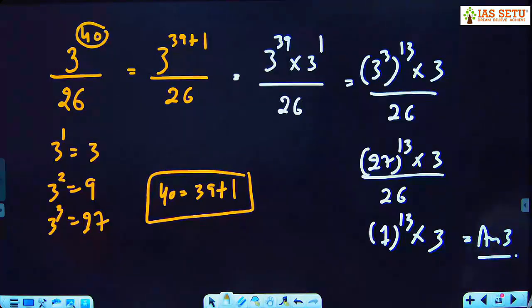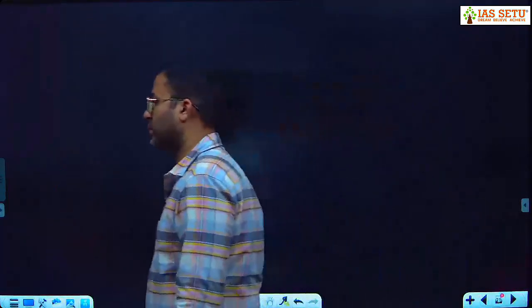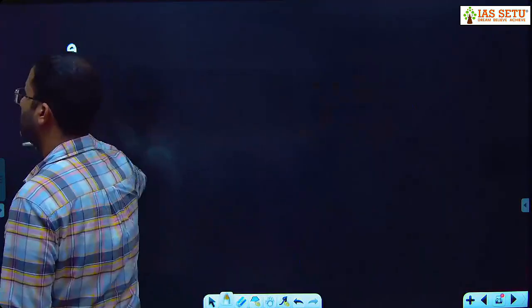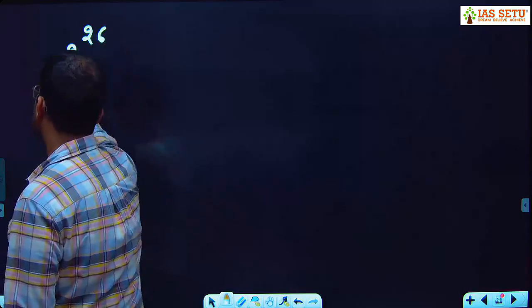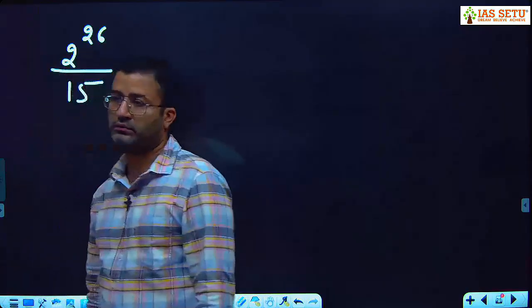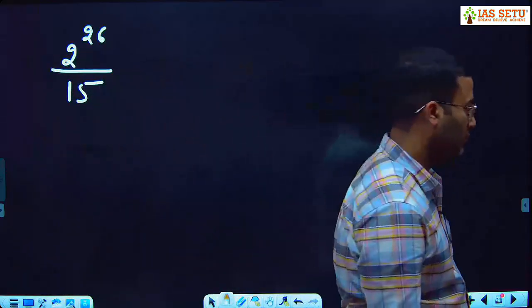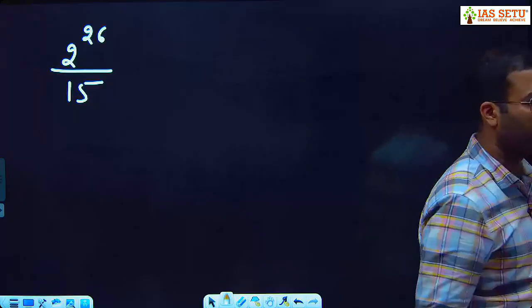Is this clear or do I have to take one extra example? एक और example. 2 to the power 26 divided by 15. What is your remainder?